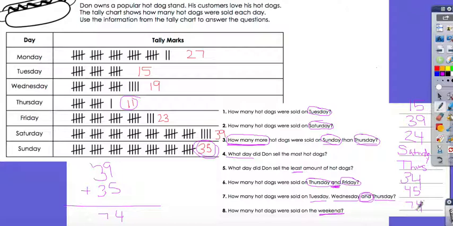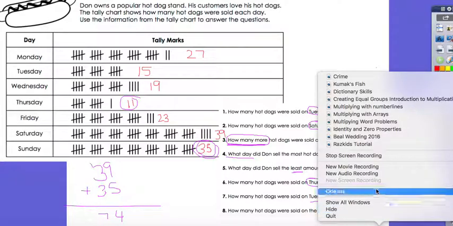All right, guys, you just solved a lot of problems that came from a tally graph. I'm super proud of you. Remember, Gus the Plus and Linus the Minus can help you solve these problems. Great job, friends. I'm so proud of you.